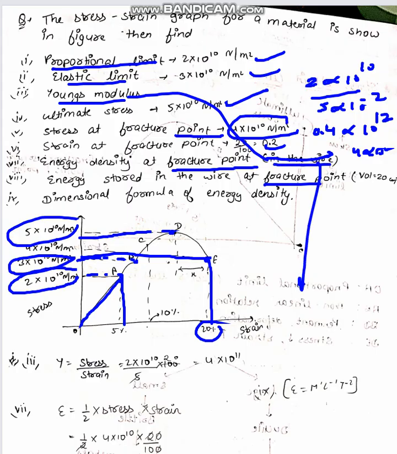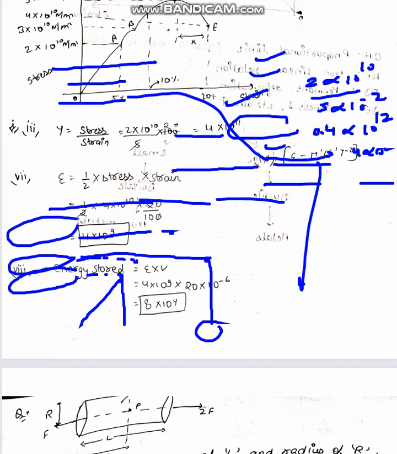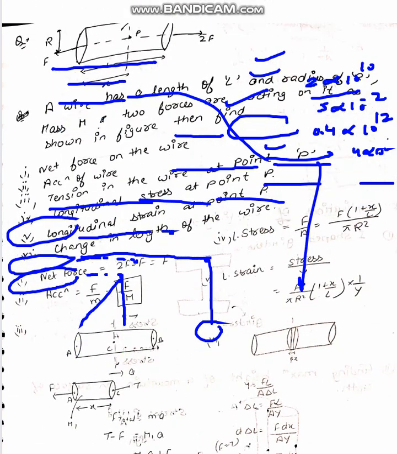Then energy stored. So you need to multiply that by volume. Volume is given over here. So you can find energy stored at fracture point. Then we need to find dimensional formula of energy density. It is M^1 L^-1 T^-2. So in this way you can solve your question like this.